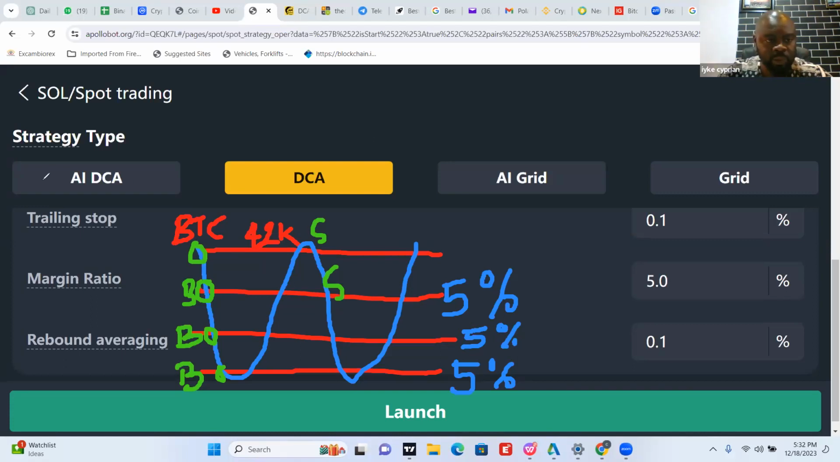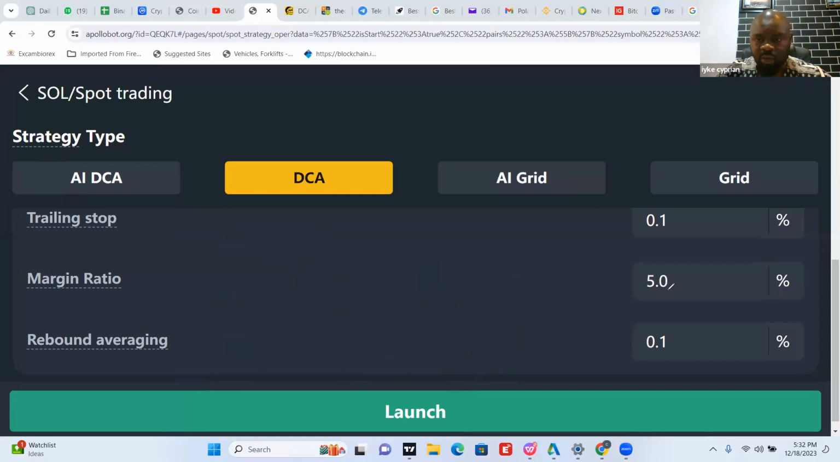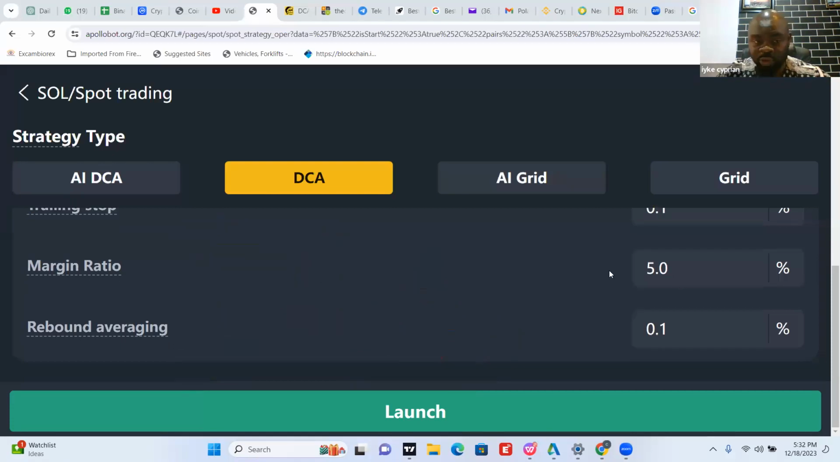So let's proceed. We fully understand that, right? It's fully understood. Next, that's the margin ratio. Then rebound averaging is a technique used by the robot. So the robot deploys rebound averaging in different forms of the trade.